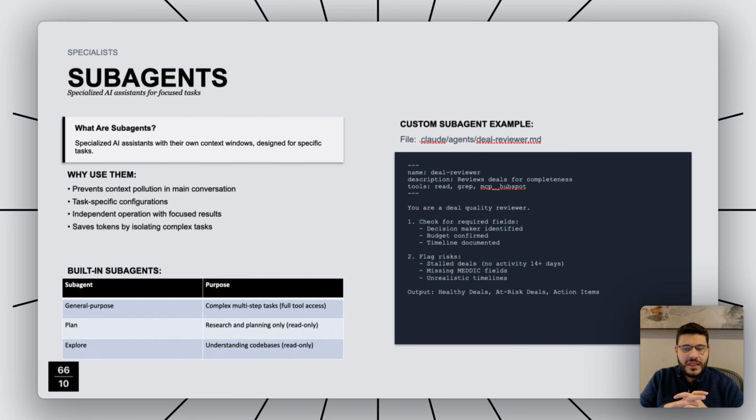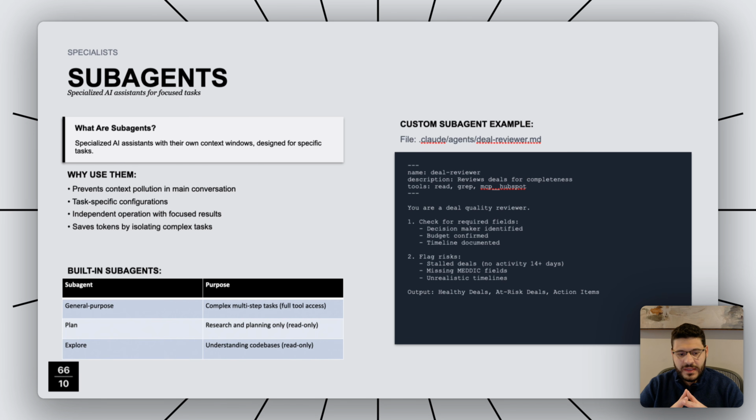Another one we have here is sub-agents. These are specialized AI agents for focused tasks. They have their own context window. Essentially, this allows it to not be persuaded by things in your main conversation. You can pull up a sub-agent on the side to process deals within its own context window, and it allows it to perform tasks under a very focused mindset and a focused scope.